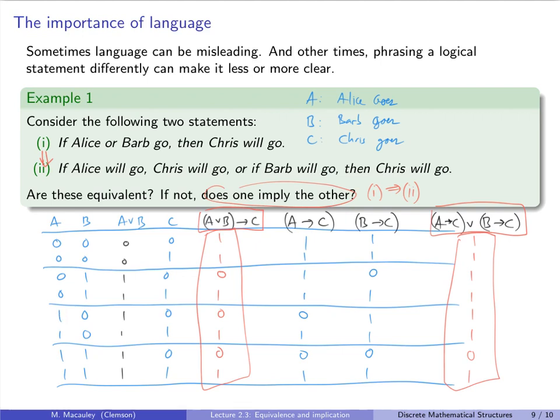But logically, this is different from the second statement, which is a little more cumbersome, but most humans are probably going to say seems equivalent. If Alice will go, Chris will go, or if Barb will go, then Chris will go. So just a word of warning, many times in logic, if you say out a statement in plain English, it's exactly what you think it is in terms of equivalence and implication and so forth. But other times like this, there are subtle differences. In other words, language can and will be misleading.